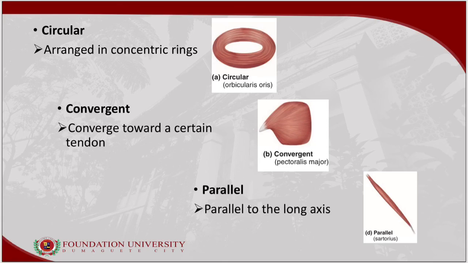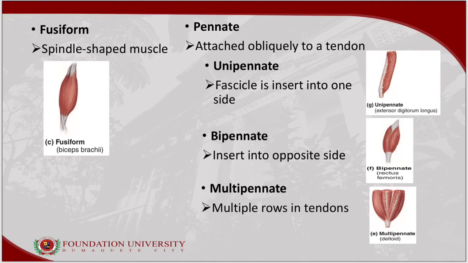Convergent muscles converge toward a single insertion tendon. These are muscles that are triangular and fan-shaped. An example is the pectoralis. Parallel fascicles run parallel to the long axis. These are strap-like. Fusiform muscles are spindle-shaped. Examples are the biceps. Pinnate fascicles attach obliquely to a central tendon. If the fascicles insert into only one side, it is called unipinnate. If the fascicles insert into opposite sides, it is bipinnate. And multipinnate has multiple rows with central tendons.